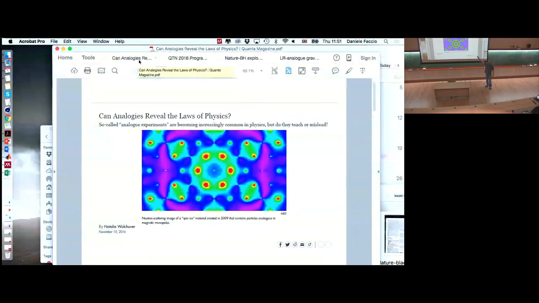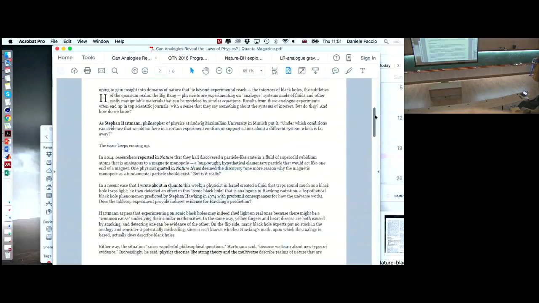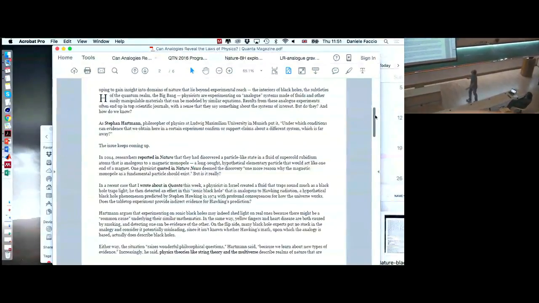Did everybody have a chance to read this? Some people. Let's quickly go through it together, just to see what she's saying. So the first sentence, the sort of summary here, is: so-called analog experiments are becoming increasingly common in physics, but do they teach or mislead? It's a very valid question because it's not just about analog gravity. Let's go down a bit. She does provide another example. So let's see. I don't want to read everything.